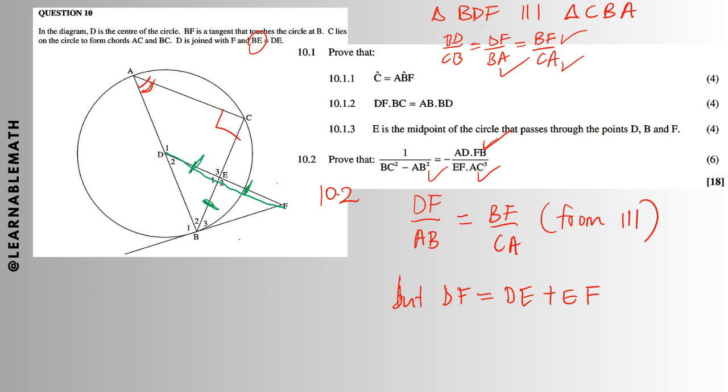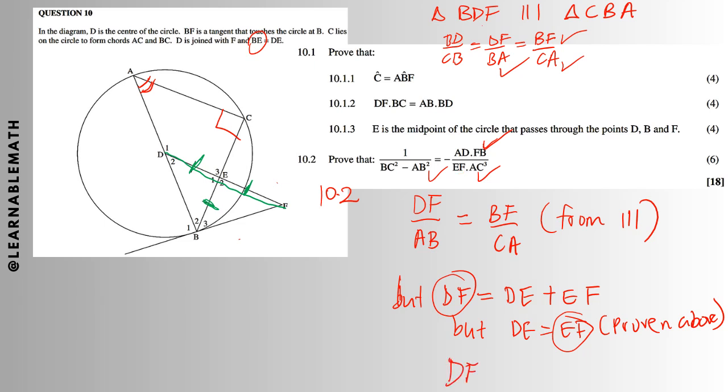But I know here that the two are equal, right? DE, but again, DE is equal to what? EF. I've just proven it above in 10.1.3. Okay, so what I can do is substitute DF with something related to EF, because I can see there's also EF there, which needs to be there. So I'm just going to say DF will be equal to what? Because the two are equal, DE is the same as EF, so it will be EF plus EF, which will be 2EF, right?